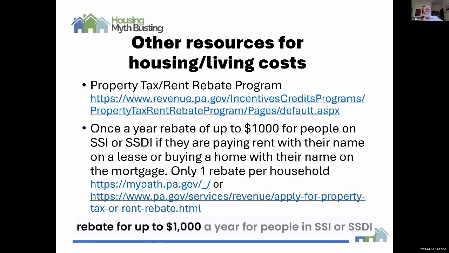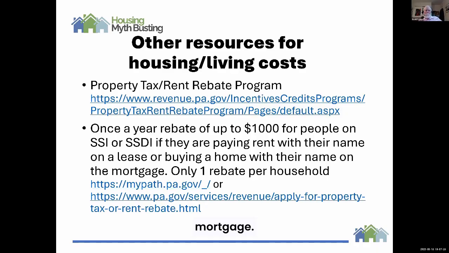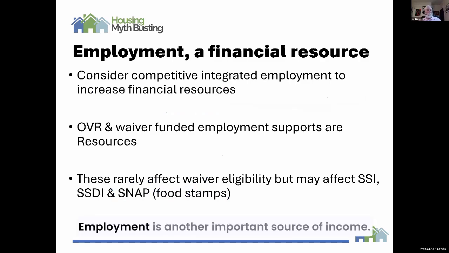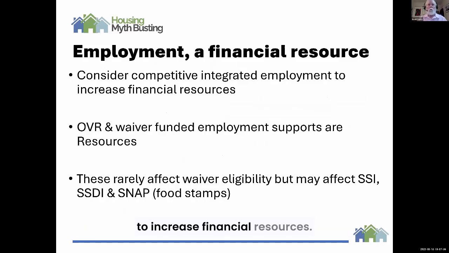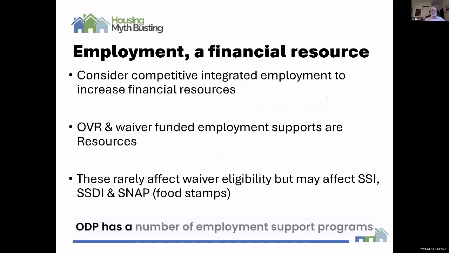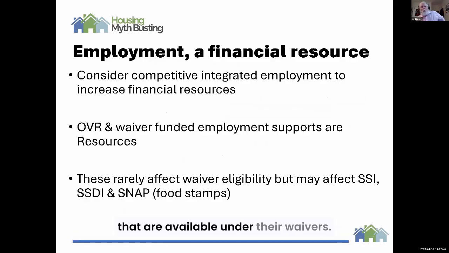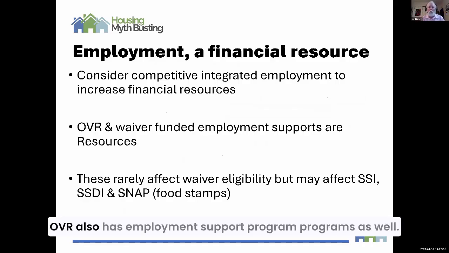Rebate for up to $1,000 a year for people on SSI or SSDI if they are paying rent in their own name or buying a home where their name is on the lease, name is on the mortgage. There's a website for that. Employment is another important source of income. Consider competitive integrated employment to increase financial resources. ODP has a number of employment support programs that are available under their waivers. OVR also has employment support programs as well.